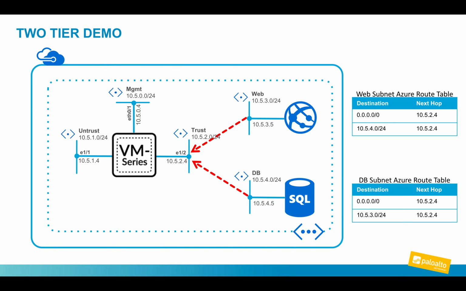In this particular deployment, we will be assigning a route table to the web subnet and a route table to our DB subnet. And they each will have a default route that will send their internet traffic to the trust interface of the firewall. This will allow us to secure their egressing internet traffic through the VM Series. The second route that each of these have is to control traffic traversing between these two subnets, or east to west within the environment, to the trust interface of the VM Series.